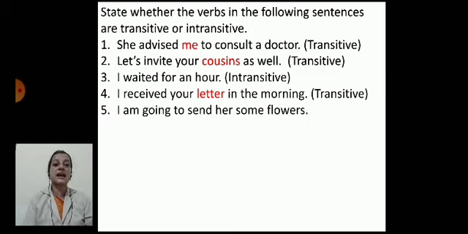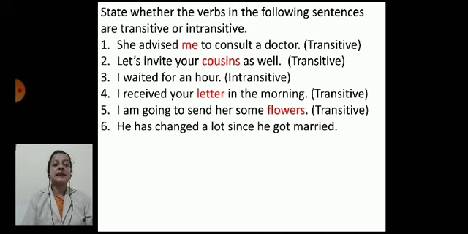Next sentence is, I am going to send her some flowers. Here I is the subject, am is the helping verb, going is the main verb or the action verb. To send her some what? Some flowers, right? So is there any object? Yes. The object is flowers, or some flowers. So it's a transitive verb.